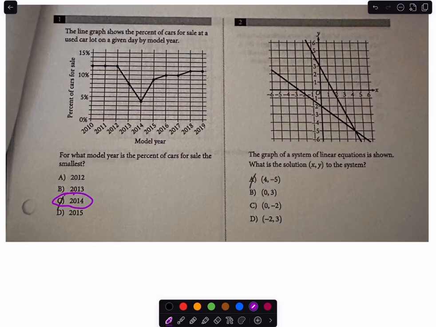And then it's question number 2. It says, the graph of a system of linear equations is shown. What's the solution to the system? So we got these two graphs, right? We got this guy and this guy. So the solution to the system is going to be here at the point where they cross. The x value there is a 4, and the y value is a -5, so the A looks good. Okay. So yeah, I'd agree with these.